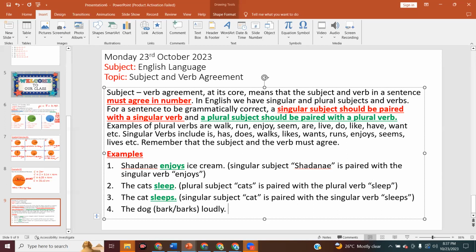The dog bark loudly, or is it the dog barks loudly? Which one is it? Is it bark or is it barks? Put your answers inside the chat, please. What do y'all think?